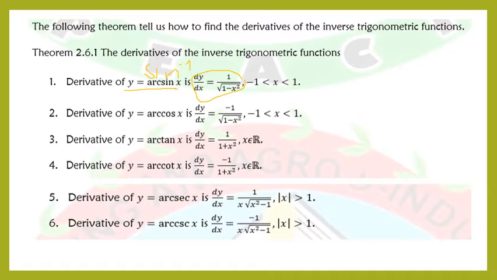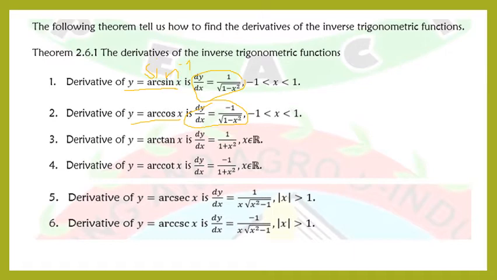The second one is the derivative of y equals arc cosine x. The derivative of arc cosine x is dy over dx equals negative 1 over the square root of 1 minus x squared. So if you notice, class, the derivative of arc sine x and arc cosine x are the same, but the one for arc cosine x is just negative. Okay, the same, but for arc cosine it is negative. So it's easy to remember.